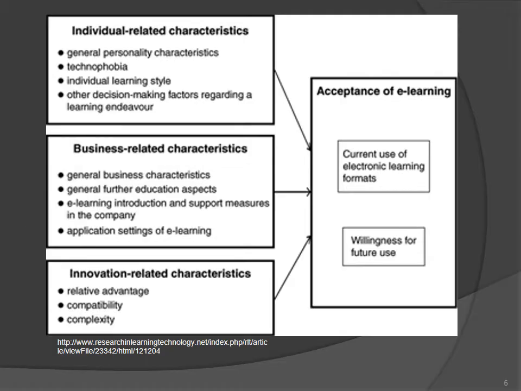Here's an example of items that you might be using to try to measure the concepts you see here. First, you might ask individual related characteristics, such as your personality. You may say, I am anxious today. I am restless. I am tired. I am overwhelmed. I am depressed.